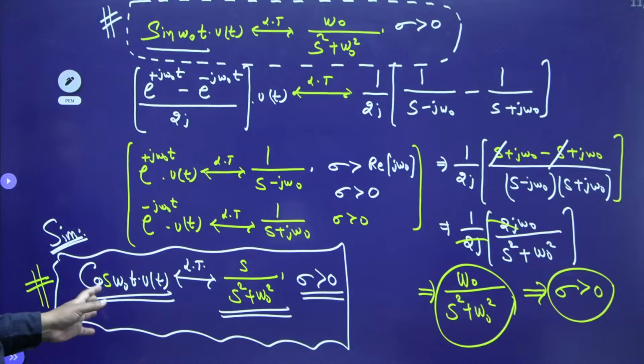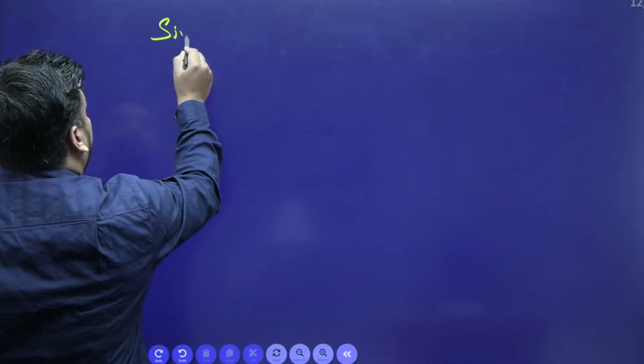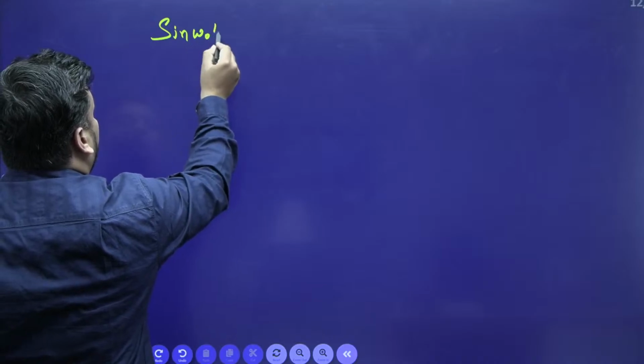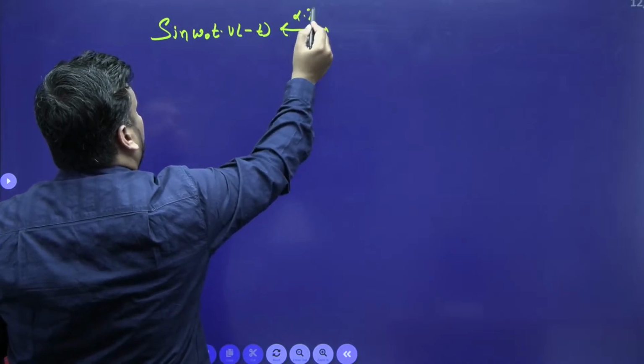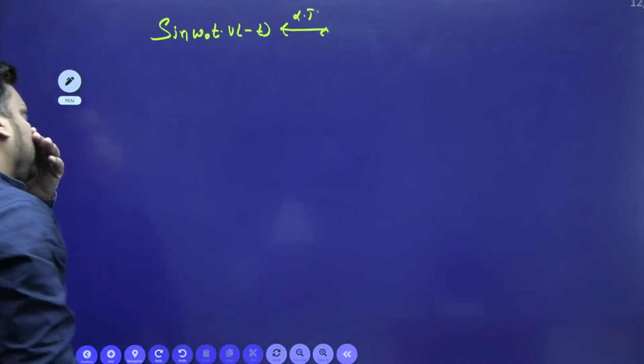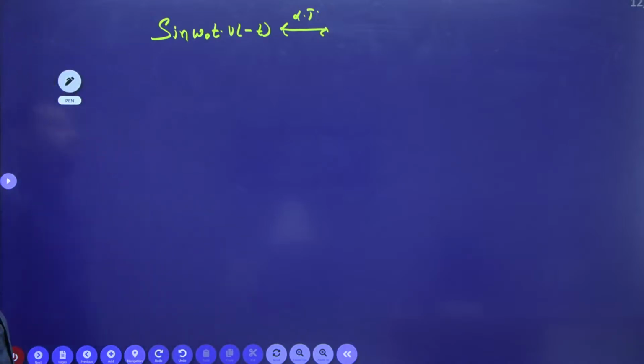चलिए. So students, now my question to you all: can you find the Laplace transform of sin omega 0 t u of minus t? Can you please find out the Laplace transform of sin omega 0 t u of minus t? बोलो. u minus t.